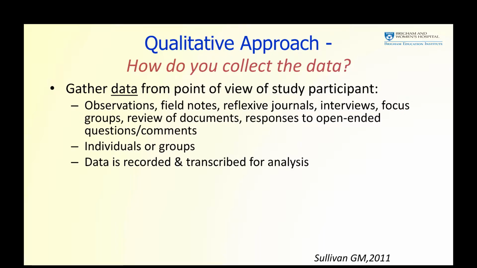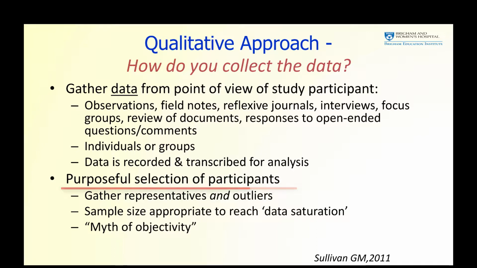With qualitative approaches, how we collect the data is important in that the data is gathered from the point of view of the study participant. This is usually in the form of observations or field notes, reflexive journals, interviews or focus groups, or reviewing documents or responses to open-ended questions and comments, usually through surveys. This could be done either with individuals or groups of individuals, and oftentimes the data is recorded and later transcribed for analysis. The selection of the participants is usually purposeful in that you want to gather representatives and outliers.